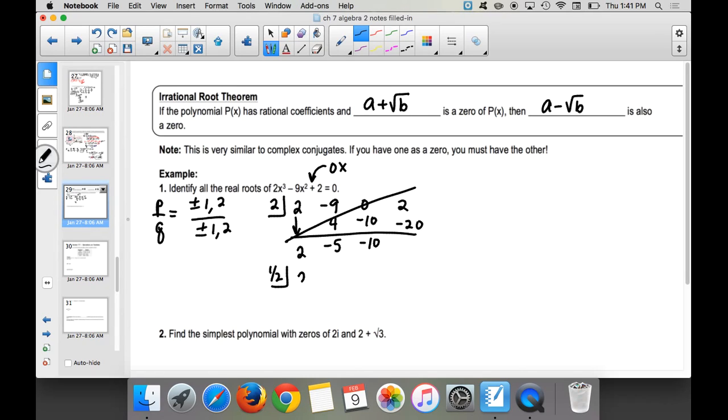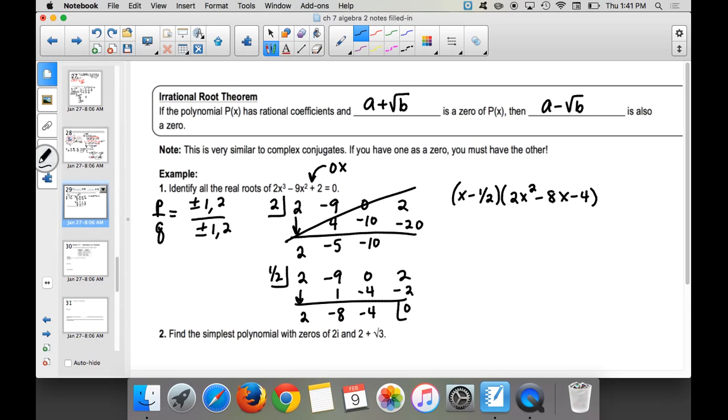So let's try 1/2. So 2, negative 9, 0, and 2. Maybe. Yep, this one works. All right, so 1/2 worked. So that means we've factored into x minus 1/2, and then we have something with x squared: 2x squared minus 8x minus 4. So we do have a GCF of 2, and that will always happen if 1/2 is a solution. See how we can pull out a 2?